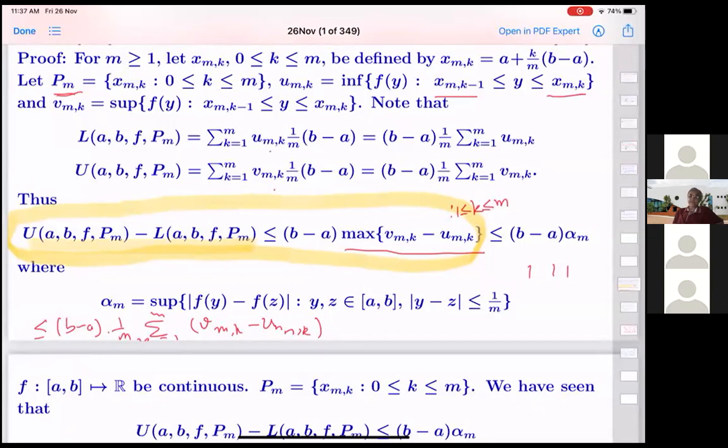You take the average of 10 numbers, and take another average of another 10 numbers. The gap between the averages is always less than or equal to the largest gap between the successive numbers.